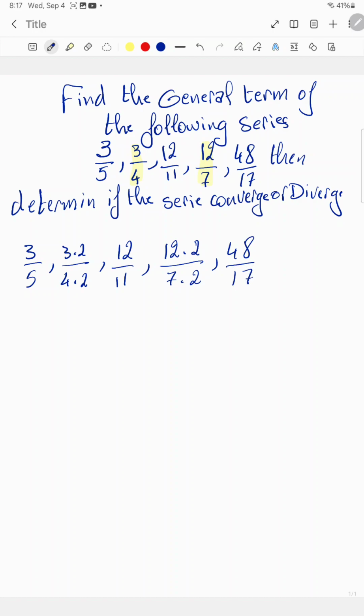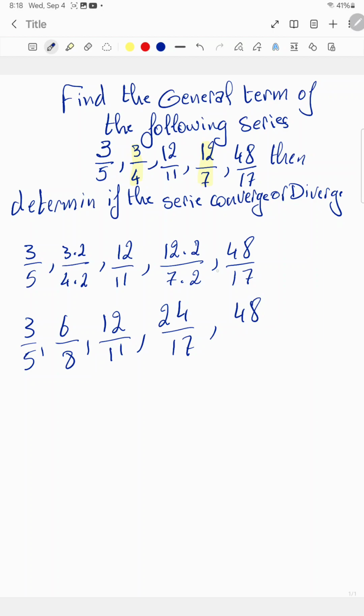So the series becomes 3 over 5, 6 over 8, 12 over 11, 24 over 14, sorry, because 7 times 2 is 14, and 48 over 17. Now if I look at that series, which is exactly the series that I started with, 6 over 8 is equal to 3 over 4, and 24 over 14 is equal to 12 over 7.